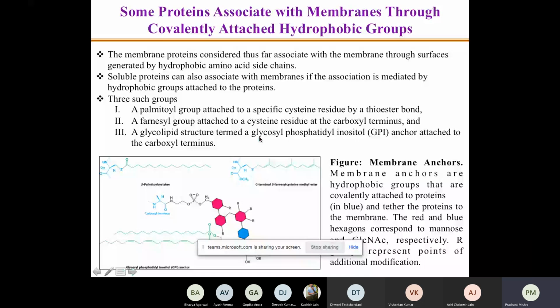Then another fatty acid, the farnesyl group, is attached to the carboxy terminal cysteine. So you are seeing that it is interacting with the cysteine residue in the protein, with either the palmitoyl group or the farnesyl group. So these are fatty acids. A glycolipid structure termed glycosyl phosphatidyl inositol, or GPI anchor, is attached to the carboxy terminal. So these are the structures which show how they are anchored with the membrane protein.